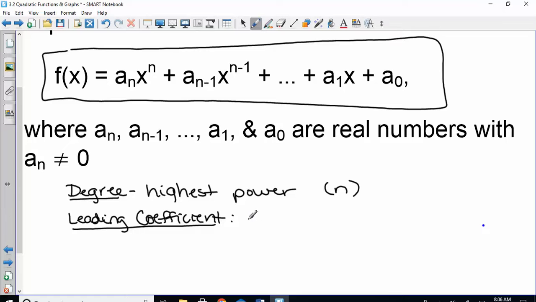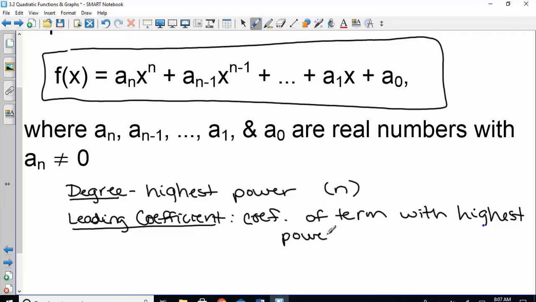Okay, the leading coefficient. The coefficients are these a's in front. It's the coefficient of the term with the highest power. So think of that as the a sub n.